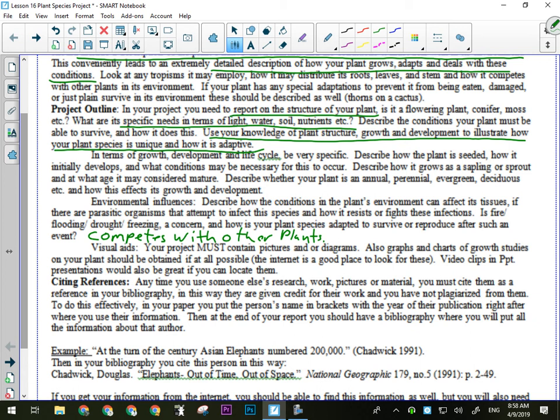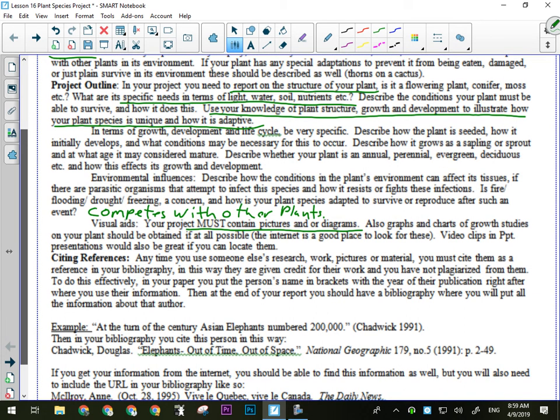All right, visual aids. Your project must contain pictures and/or diagrams. You could have graphs and charts of growth studies if you found them. Just make sure that you're putting in stuff that has to do with what you're talking about, not finding random pictures to throw in there. You can put in video clips. I've seen a few people who found stop motion or time lapse videos of a plant growing. Well, that's cool enough. If you're talking about its growth and life cycle, that might be something, if you find it. You could put it in. So those are the expectations in terms of things that need to be covered.